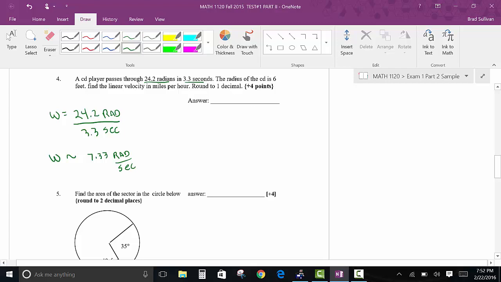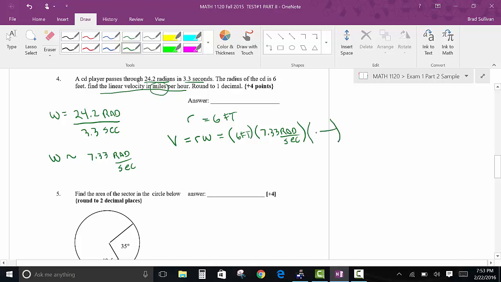Okay, so it's telling you the radius R is 6 feet in this circle, this CD player. And what you're going to do is find the linear velocity in miles per hour. So we learned that the formula V is equal to R omega. I've given you the radius as 6 feet. We've got omega as 7.33 radians per second now. So I want to go ahead and do that. Then we're going to have to do a unit conversion on this. Now notice I wanted the answer in miles per hour. So we can do this in one step if we want to.